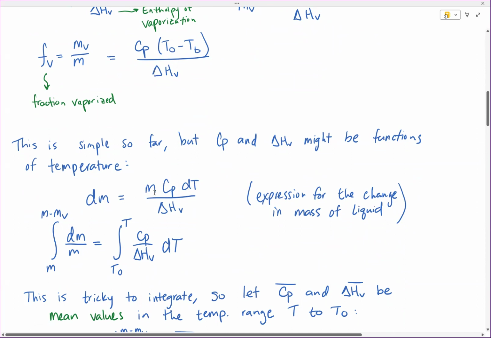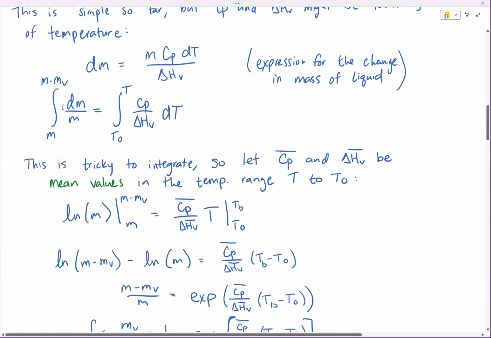And this is a separable differential equation, so I could bring m over to the other side. So I'll take 1 over m is equal to Cp over delta HV dt. And the problem here is that this is tricky to integrate. You might remember, if I taught you in an MEB, heat capacity could be a polynomial expression, and then delta HV can have many other forms as well.